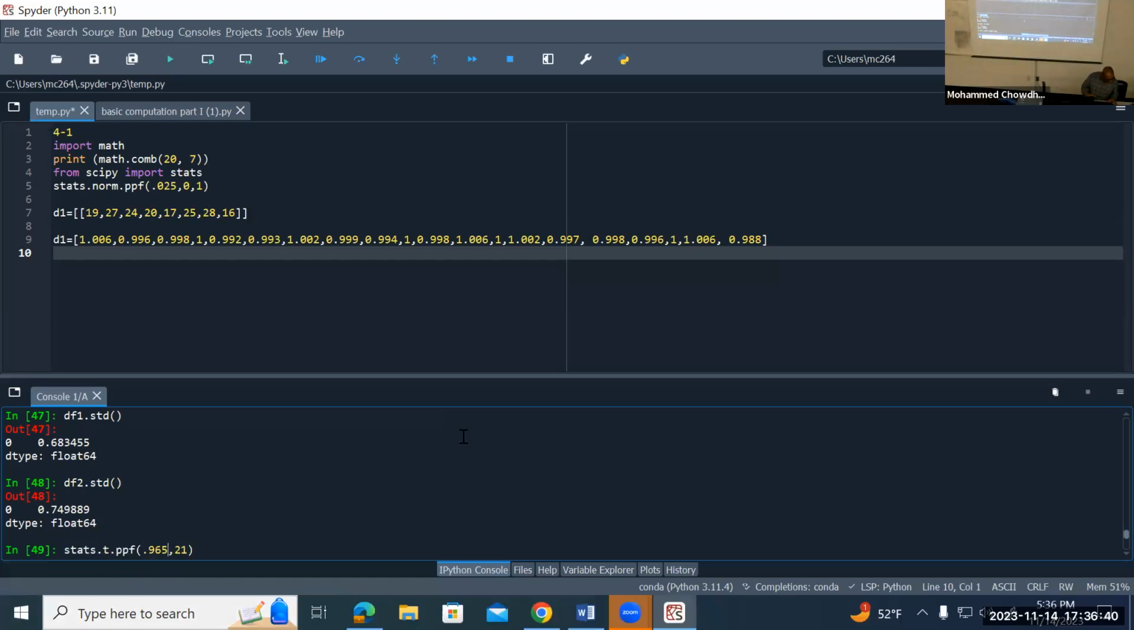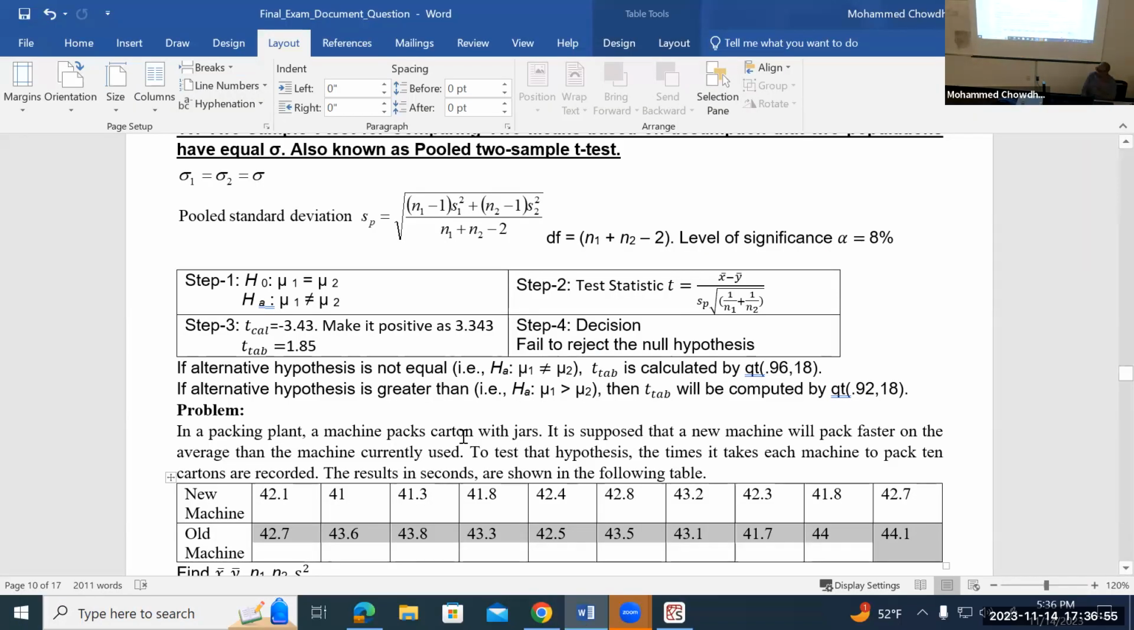Here, you have to change it to 0.96. You have to put here 18, which is equal to 10 plus 10 minus 2. And the rest of the thing is fine. So you are getting 1.85. Are you seeing 1.85? Now Python is available, we can get it quickly. But suppose Python is not there, then we have to use paper and pencil and the table that was given. The T table, Z table, F table, those tables are there. We will have to use those tables, okay?